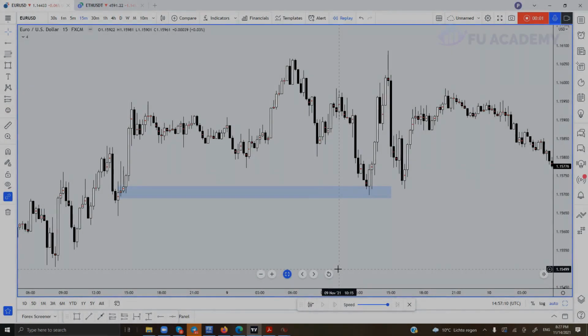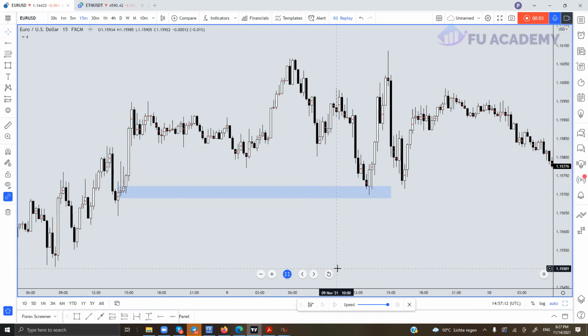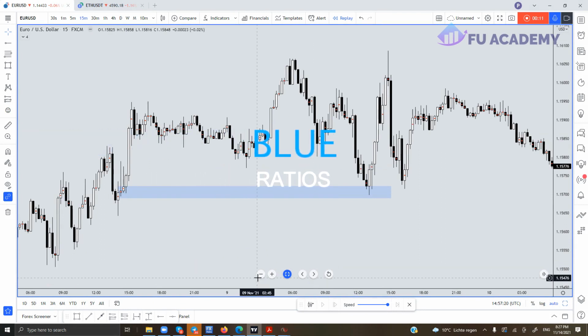Hello traders. Today I'm going to discuss a topic which has been requested by many members, which is nothing but blue ratio. Blue ratio is nothing but an extra confluence you can take with your regular order flow setups.